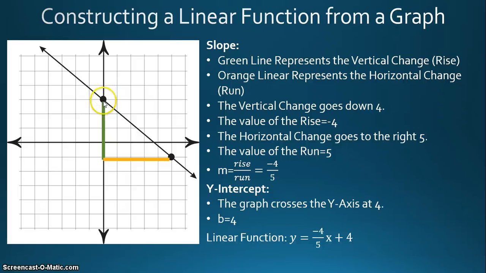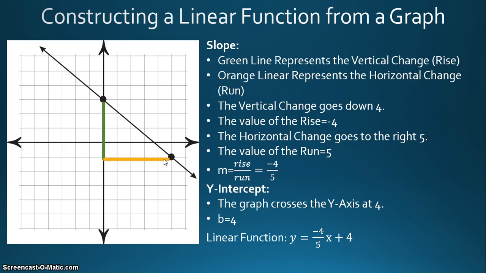The vertical change goes down 1, 2, 3, 4. So the value of the rise is -4 because we're going down 4. The horizontal change goes to the right, 1, 2, 3, 4, 5. So the value of the run is 5 because when we go to the right it's positive.